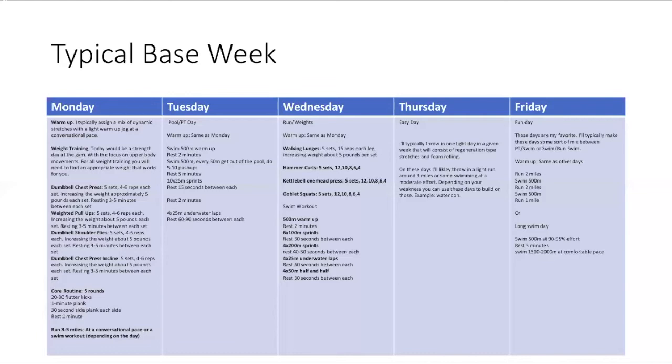So for Monday, we're going to do some dynamic stretching and a jog, and then we're going to hit the weight room. The key for Monday's weight training is going to be focusing on upper body strength. Another thing to think about is finding the appropriate weight for yourself, where if you're doing 5 sets, you're increasing the weight 5 pounds per set. When you get to that last set, you want to be able to complete it, but almost to the point where you're completely gassed and you can't do any more reps.